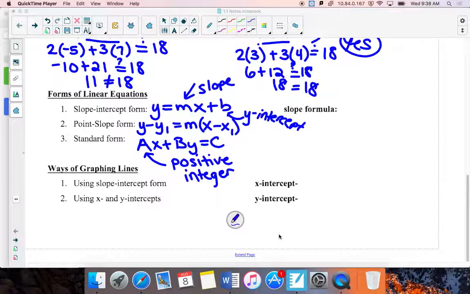Slope formula, y1 minus y2 divided by x1 minus x2. So that will tell us the slope of anything that is linear. So ways of graphing, we'll talk more about that one in class, so I can talk a little bit more in depth with you guys, but we're going to graph using either slope-intercept form or x and y intercepts, and we'll take a look at that on the next page.